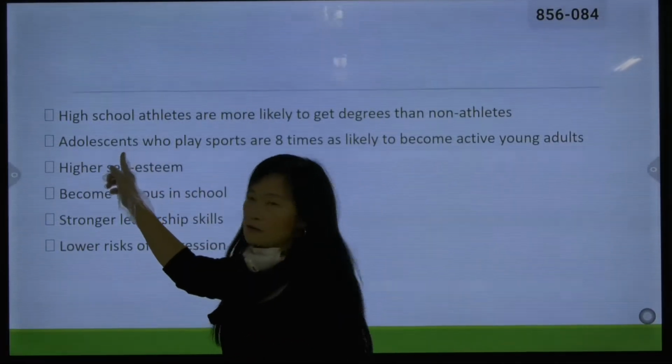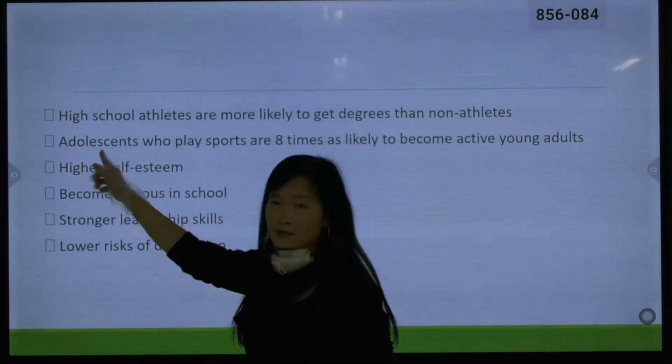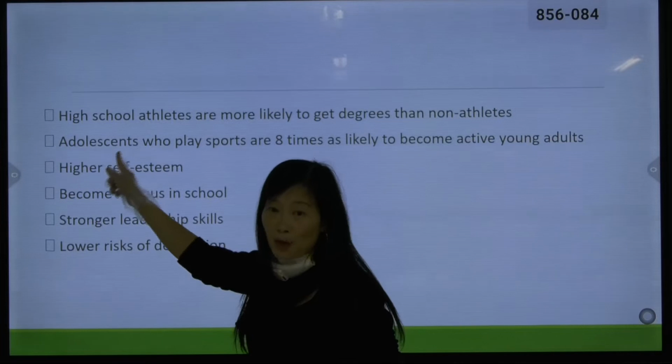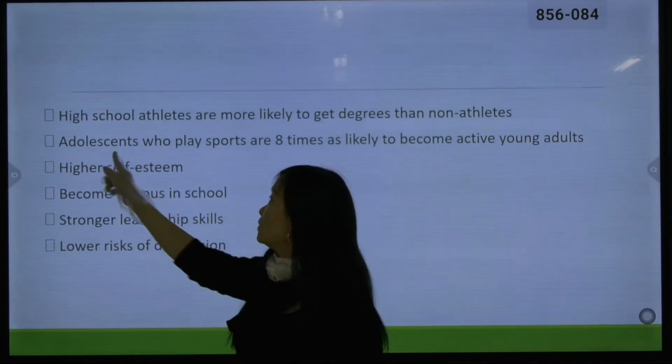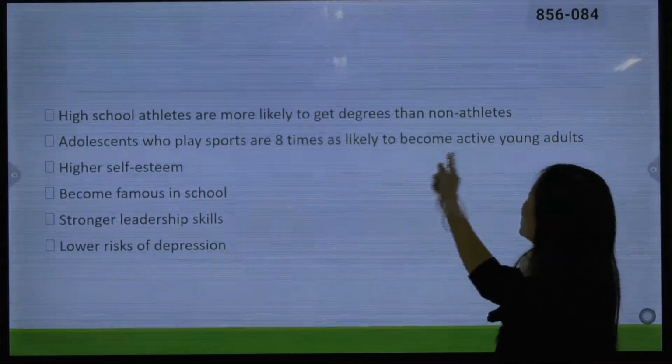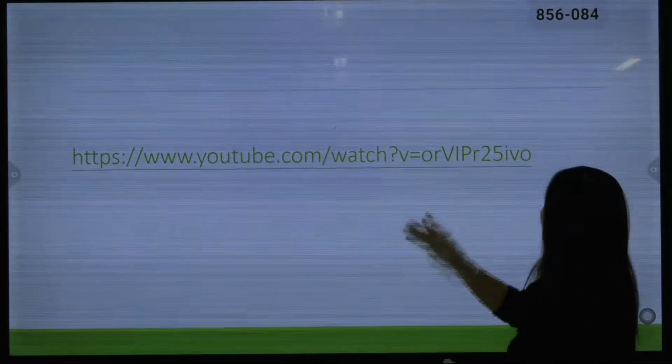And adolescents, what is this? We have learned this word before. It means young people. Do you remember? Adolescents, young people who play sports, are 8 times as likely to become active young adults.